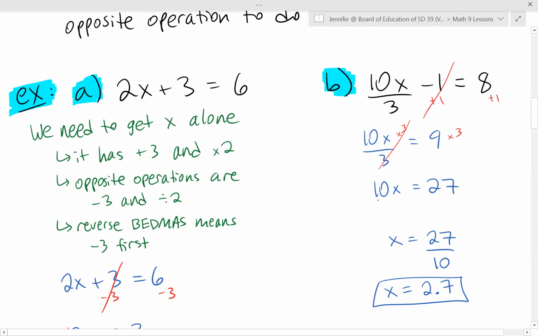The last step is to get rid of the 10. It's being multiplied, so the opposite operation is to divide. So then those two cancel out. We've got x equals 27 over 10. You can leave your answer like this in the fraction, but it converts to a pretty easy decimal, so I converted it to 2.7. Either is fine, as long as that fraction is fully reduced, which that one is.